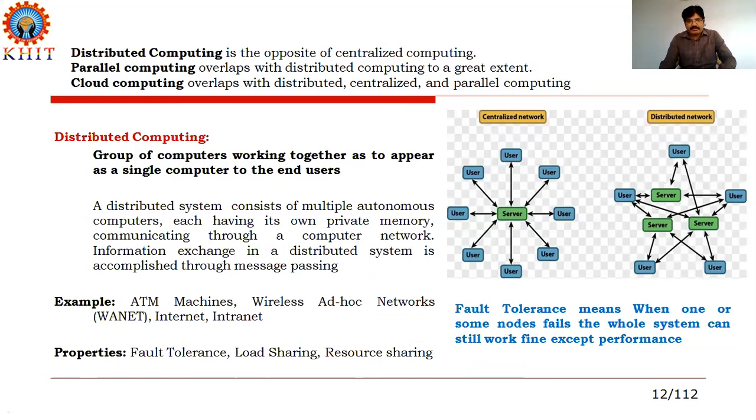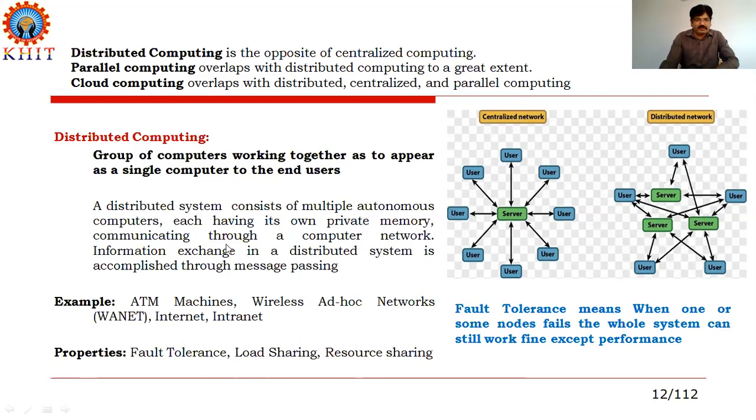What is distributed computing and how does it differ from cloud computing? We will discuss now. Distributed computing means a group of computers working together so as to appear as a single computer to the end user. In centralized computing, we can perform only one task at a time. If you want to perform a huge number of tasks simultaneously, instead of going for centralized computing, we move to distributed computing.